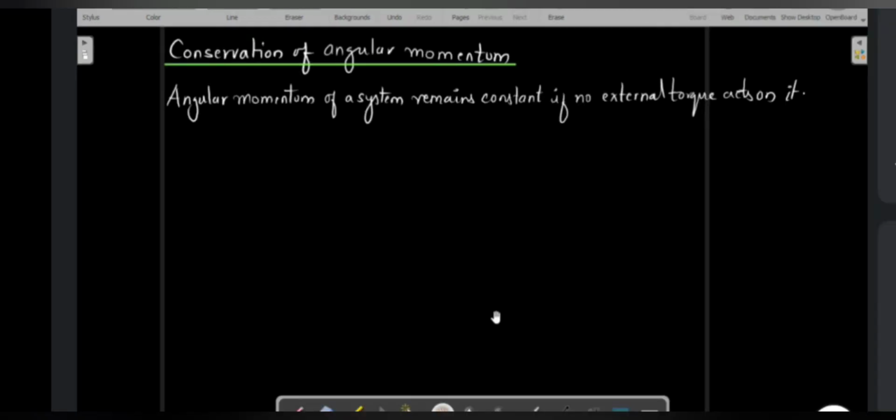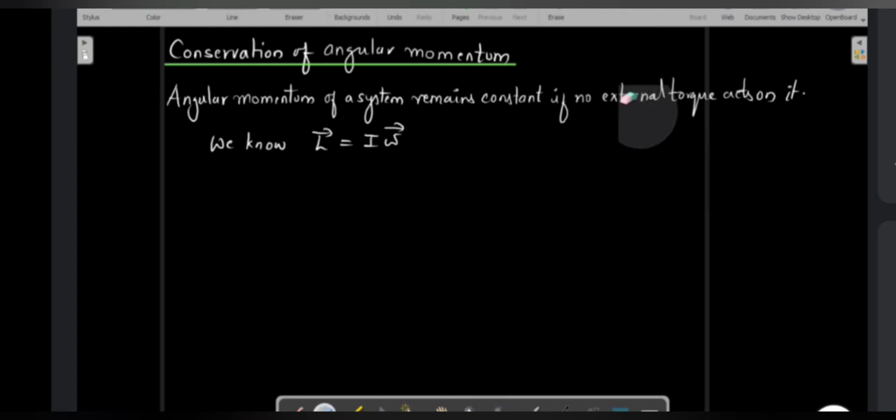So conservation of angular momentum, we know that the angular momentum of a system remains constant if no external torque acts on it. This is the statement we have already learned. Okay, so using the expression we just derived, we know that L is equal to I times omega. Now see, this is analogous to the relation of linear momentum, that is mass into velocity. Linear momentum is replaced by angular momentum, mass is replaced by moment of inertia, and the linear velocity is replaced by angular velocity over here.